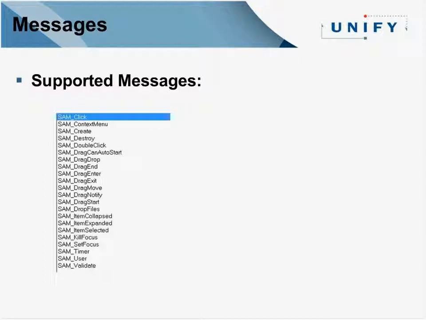Supported messages. We have a lot of supported messages for the tree control. Most of them are standard messages like drag and drop, click, context menu and so on. But two of them are very important for usage inside the tree control. The first one is some item selected, and the second one is some validate, because validate has some additional features for the tree control. And item collapsed and item expanded is nice.